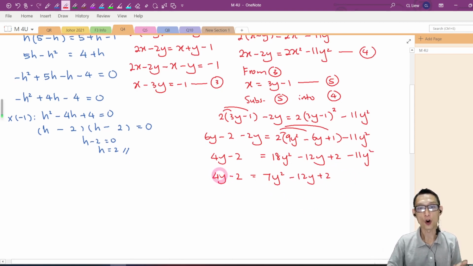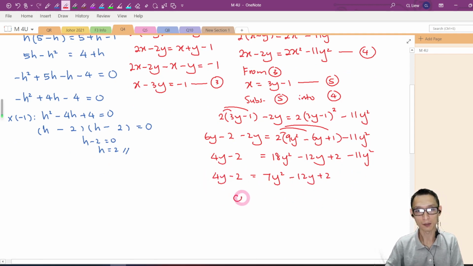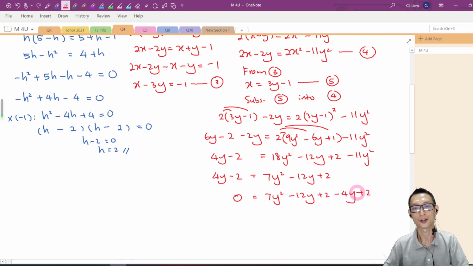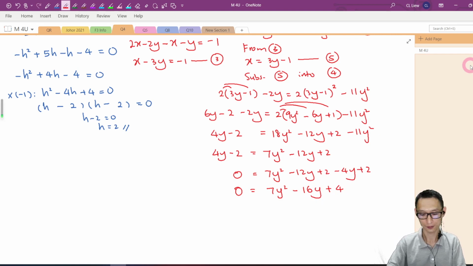So I'm going to move all the 4y and negative 2 over here, and left hand side will become 0. So right hand side I will copy first. Minus 4y plus 2. Okay. Now, so 7y squared. Negative 12y minus 4y, you will get negative 16y. So this will be positive 4.